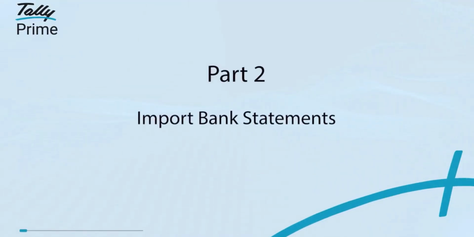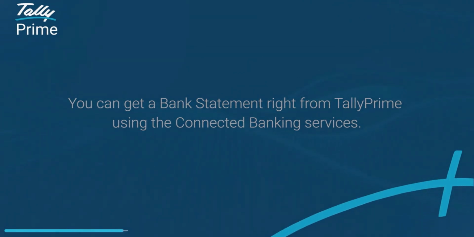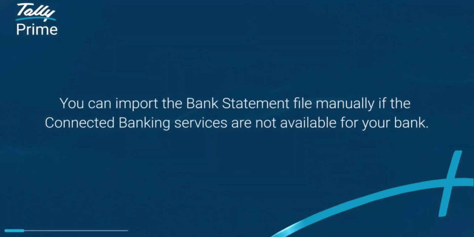Now that we have configured the bank ledger, let's import a bank statement. Using connected banking services, you can fetch a bank statement directly from Tally Prime. To know more, view the video on Get Bank Statement into Tally Prime. The link is in the description box. If connected banking is not available for your bank, then you can also import the statement.